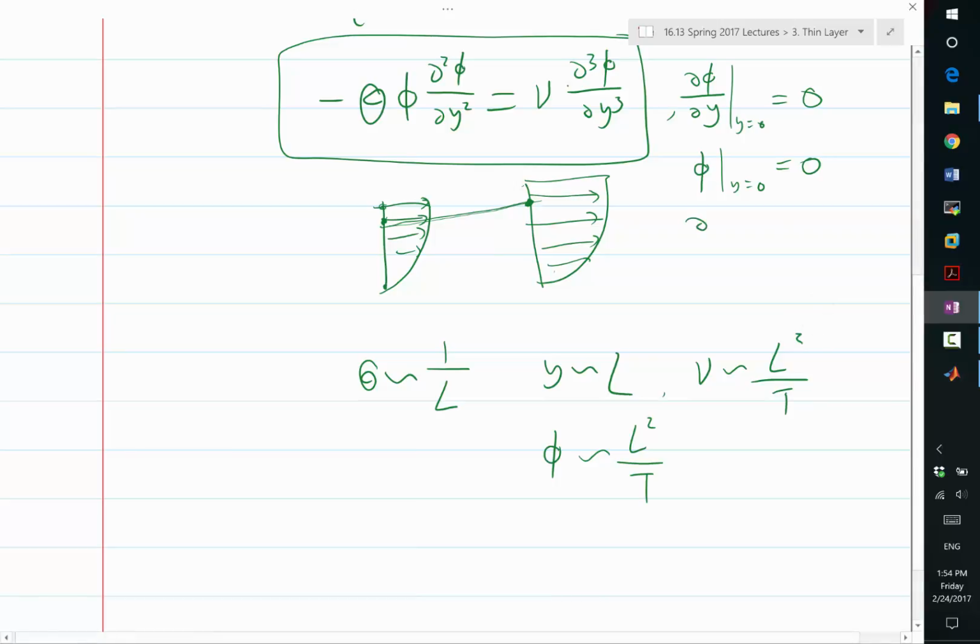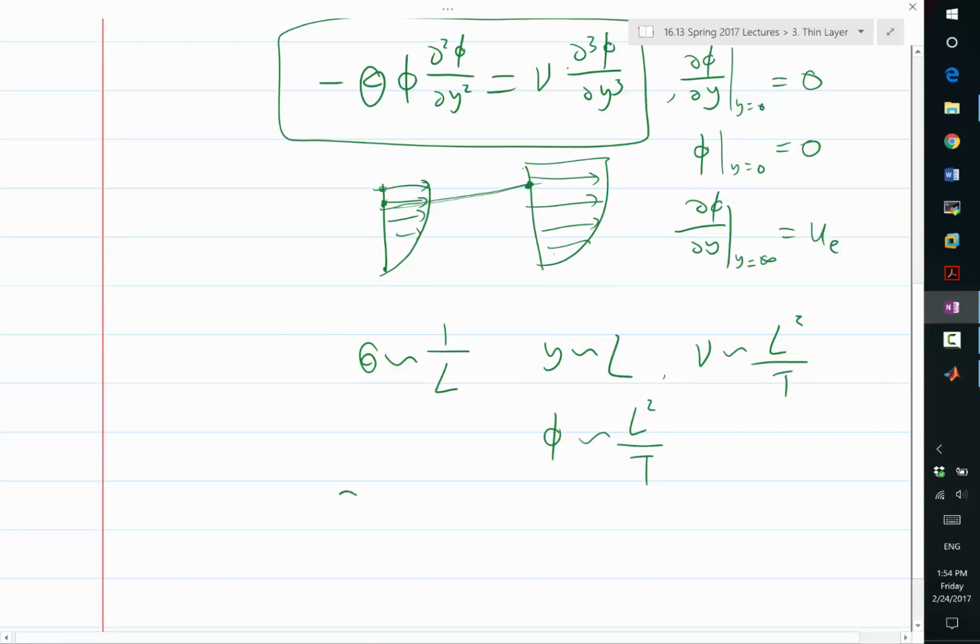Yes, that works. So d phi dy at y equal to infinity, let's say, or y equal to something sufficiently large, is equal to ue. All right. Now, this is a full set of equations and boundary conditions that can uniquely define the phi. So phi should be a function of what? And let me also write ue here. Ue here is L over T, right? So phi should be a function of what?